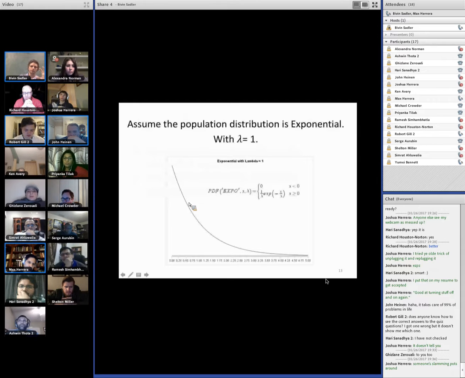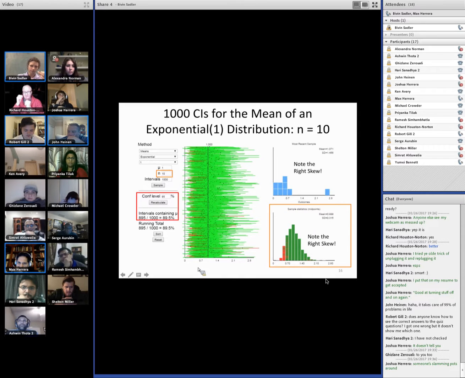So let's say this one. This is an exponential distribution. Its parameter is lambda, but this is what it looks like. For lambda equals 1, it's a super right skewed distribution, very not normal. Let's pretend that's the population. This thing has a mean. Depending on how I parameterize it, the mean is lambda. So the mean is 1.